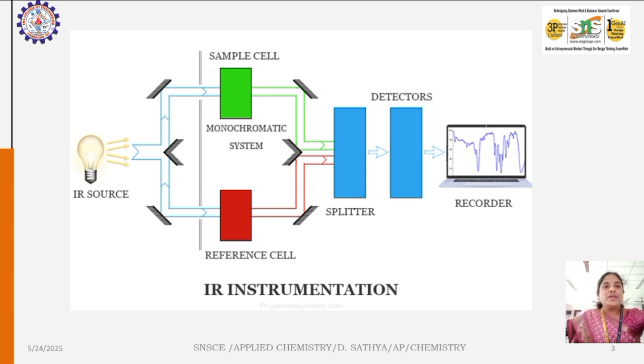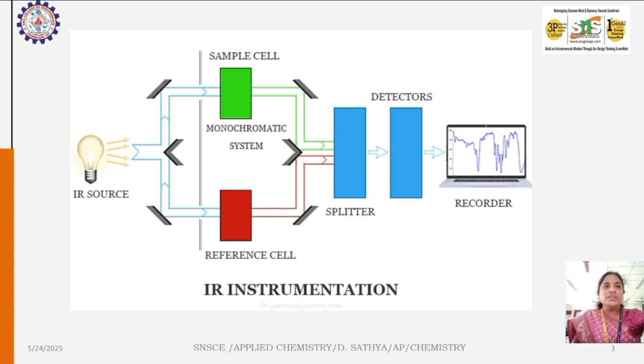This is the IR instrumentation diagram. Here the IR source is Nernst glower or Globar, the two types of sources used in IR instrumentation. This light source will be passed through the monochromator. The monochromator takes the polychromatic radiation and gives a narrow band of radiation. It's passed through the mirror. After that, the light will interact with the sample cell and reference cell.